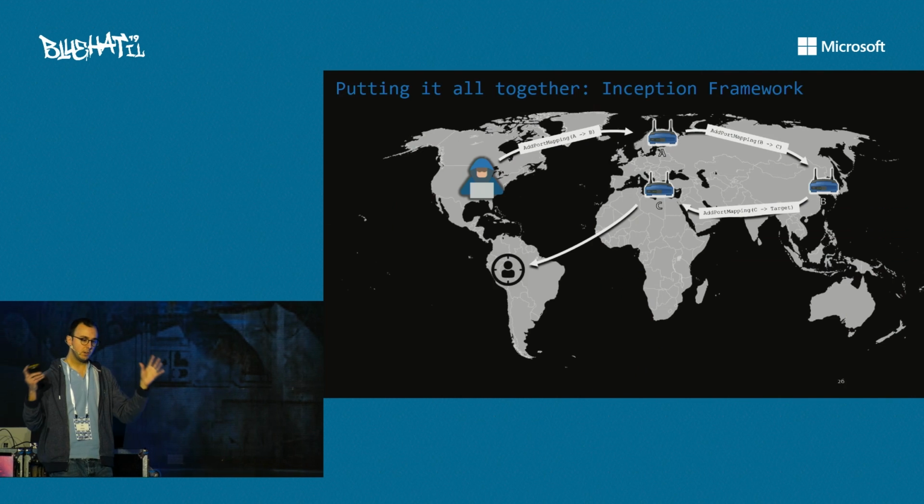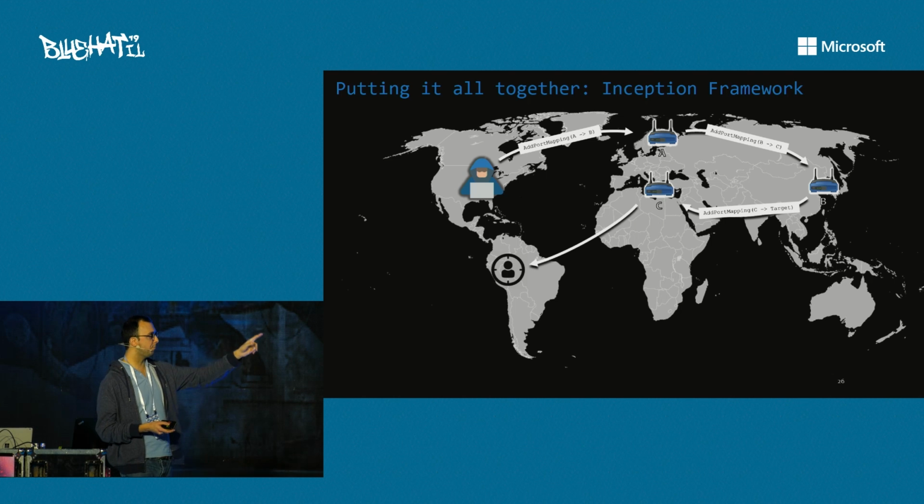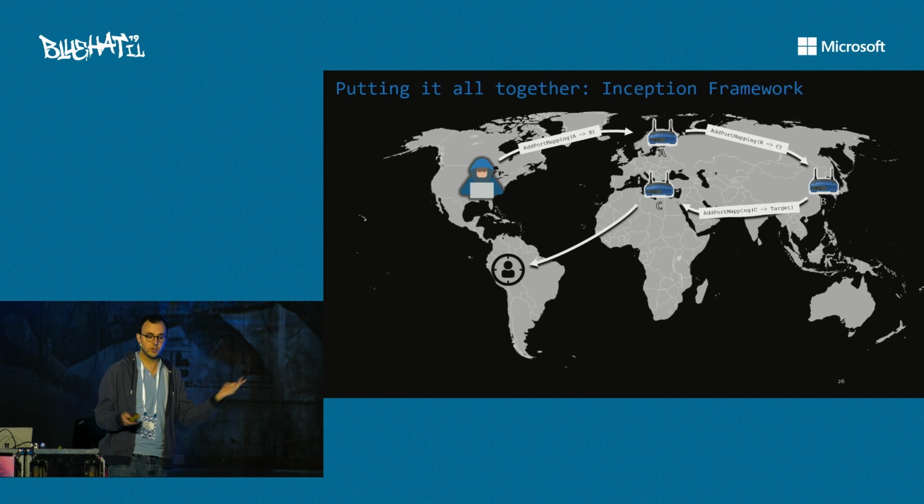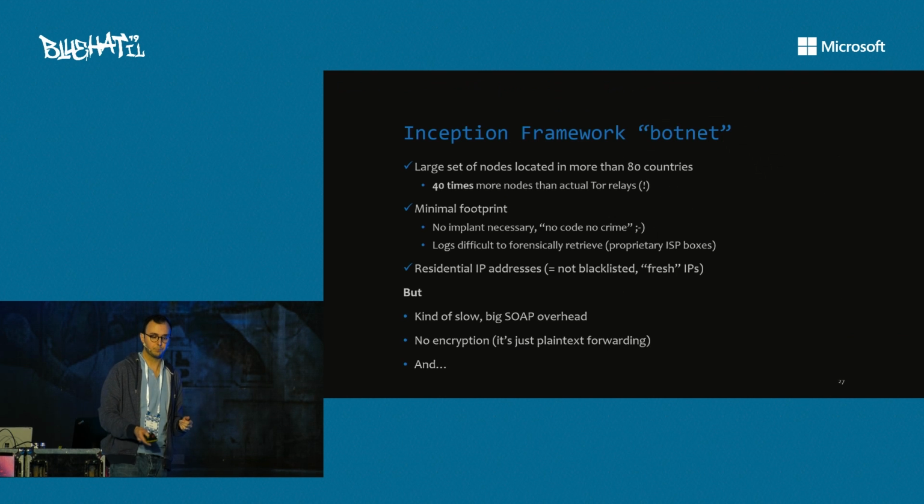So putting it all together, this is what the Inception Group have been doing for years, chaining 3 layers of routers to anonymize themselves. It's really easy once you get the trick, like AddPortMapping, and then you can basically use proxy chains and go to the next router using the previous one and chain as many nodes as you want. So I guess they wanted to do a parallel Tor network because 3 nodes, it's like the Tor network.